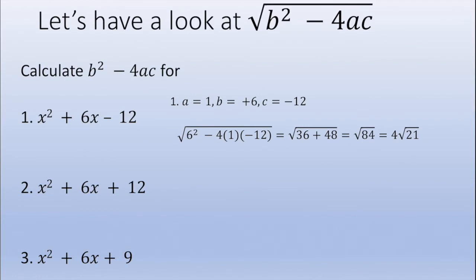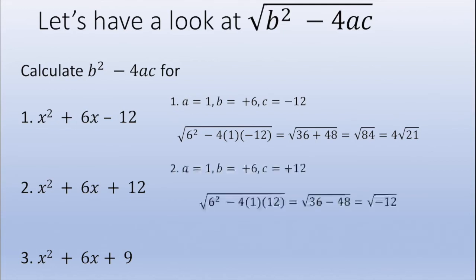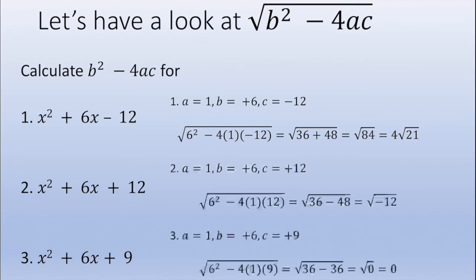Let's have a look at expression 1. So we know that a is 1, b is plus 6, c is minus 12. And working that out, you know that b squared minus 4ac is 84, or 4 square root of 21. What about number 2? It is minus 12. And finally, for 3, it is actually 0.